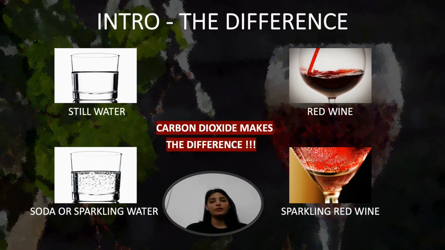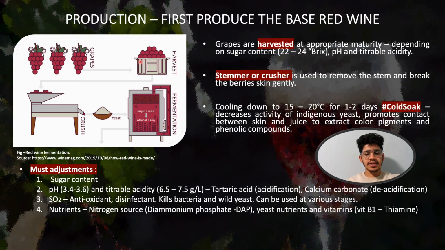Now the question comes, what is the difference between red wine and sparkling red wine? It is similar to the case of water. We know that the difference between still water and sparkling water is that sparkling water has bubbles because of carbon dioxide. It's just a similar case with red wine. Red wine is different from sparkling red wine because sparkling red wine has bubbles due to carbon dioxide. So let us understand how this red sparkling wine is produced.